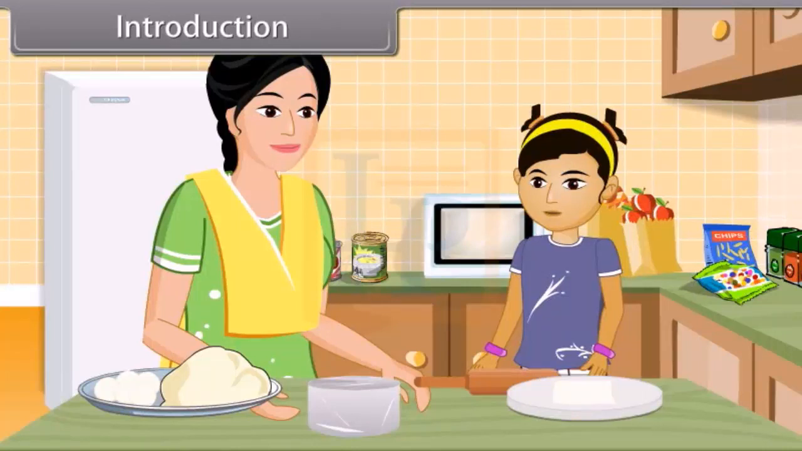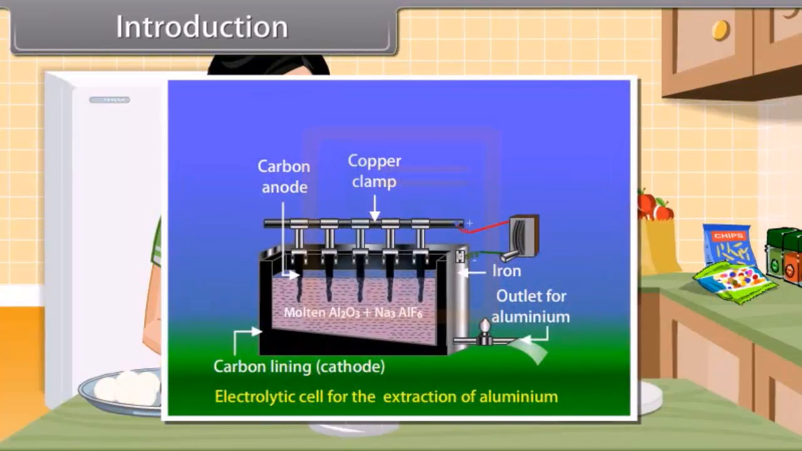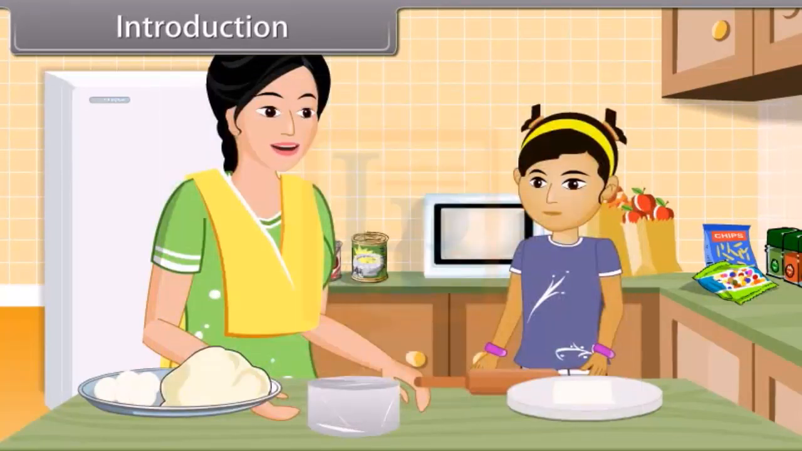Okay, Mom. But how does aluminium transform into thin foil shape? Okay, I will tell you. Aluminium is the most abundant metal in the earth crust. It is extracted from the bauxite ore found in nature. Then the metal is isolated and refined through various processes. After that, the metal is molded into desired shapes.